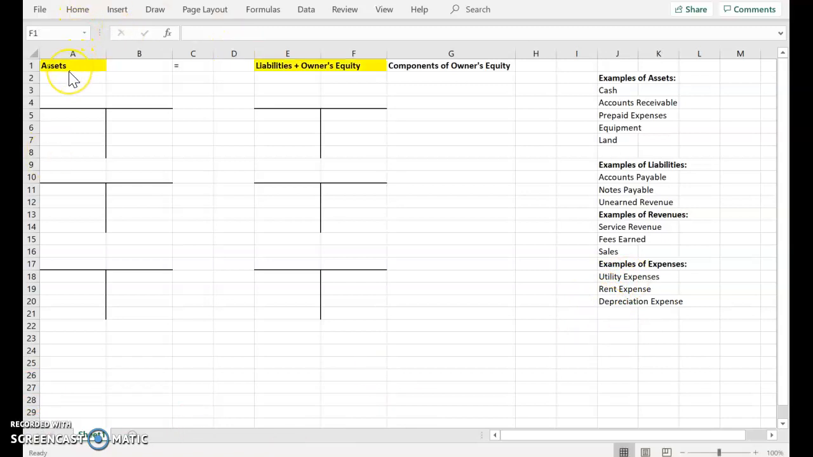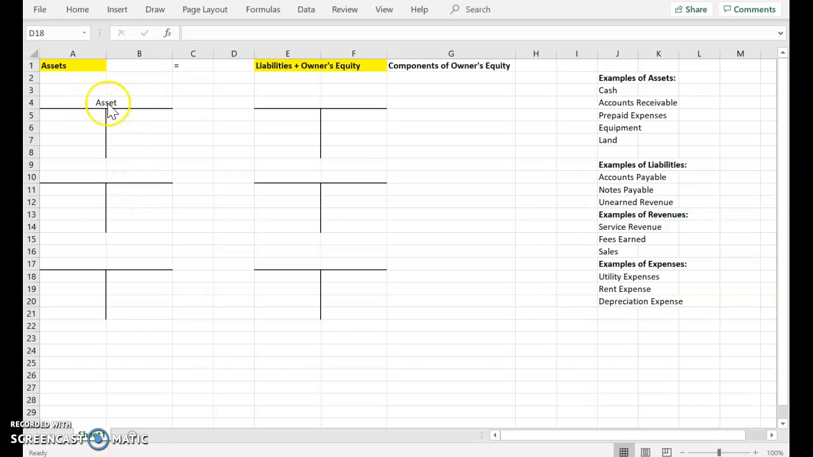Okay, back to our equation. On the left-hand side, you have assets. On the right-hand side, you have your liabilities and your owner's equity. As you read a transaction such as owner invested money into a business, you know it's going to affect at least two accounts. For example, cash would be increased. That's one account, and then capital would be increased as well. Debits and credits are how you're going to make these accounts go up or down.